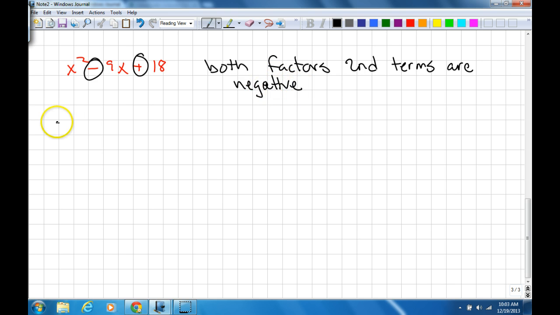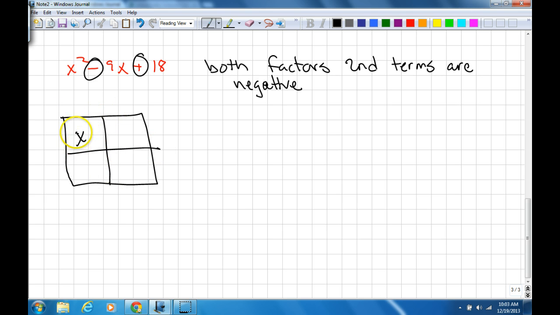Okay? So, let's make our box. X squared, 18. 18x squared. Now, notice that I have to have this turn into a negative 9x. They have to add up to be negative 9x. So, what are my possible factors of 18? Okay, so it's going to be, what did you say? Negative 6x and negative 3x. Those add up to be negative 9x, and that's what we need.